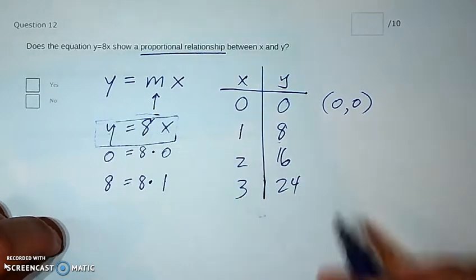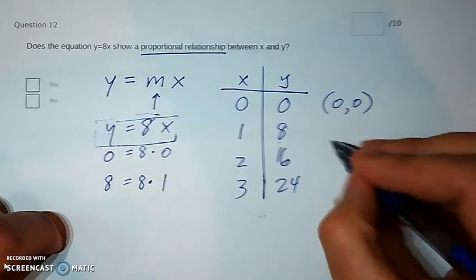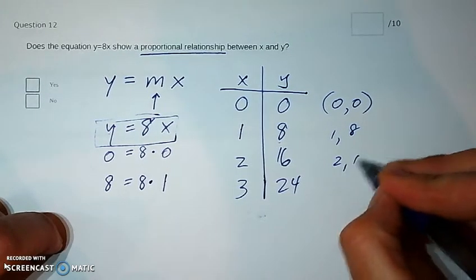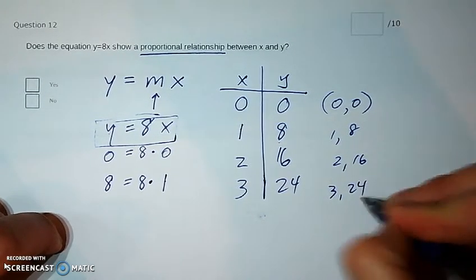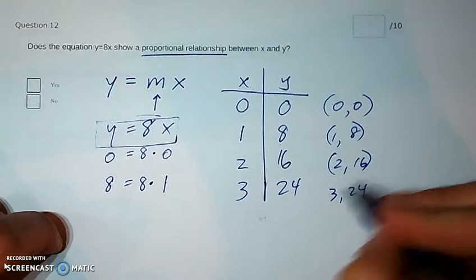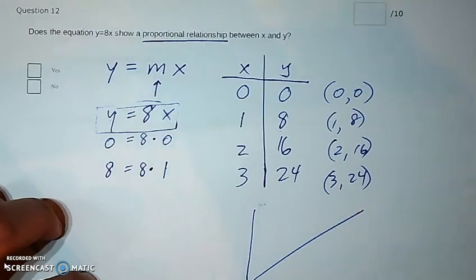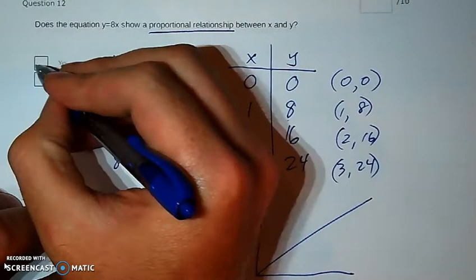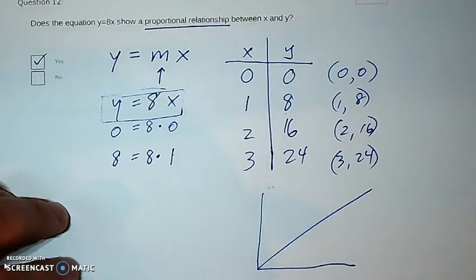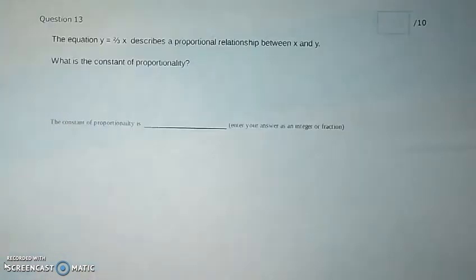So therefore, if you graph this out with each coordinate here, you will eventually realize that yes, in fact, if I graph this, it'll be a straight line, and it's going to run through the origin. All right. So that's a proportional relationship for sure. 8 is the constant of proportionality there. Last question.